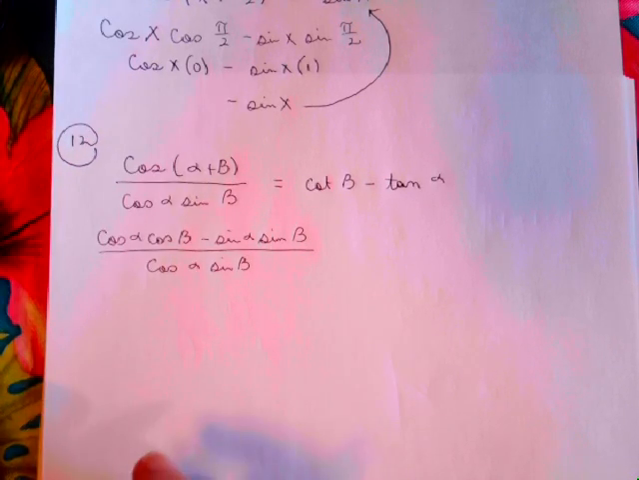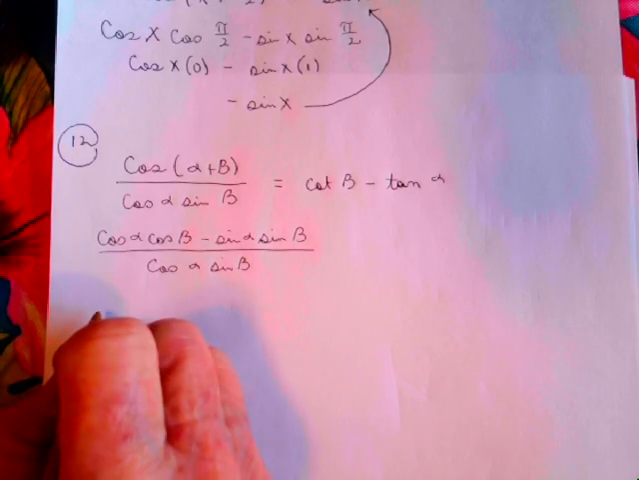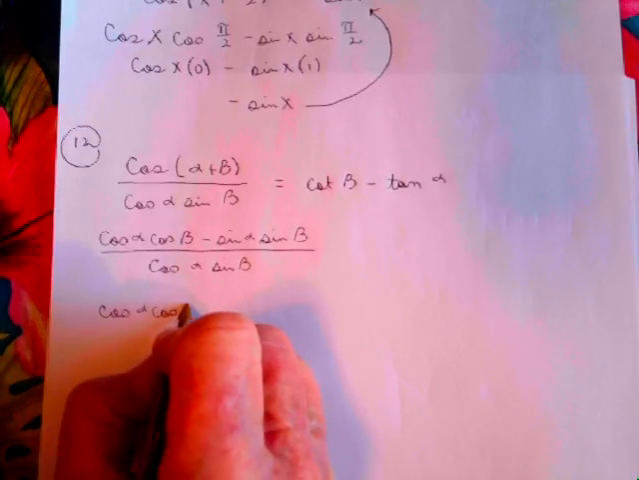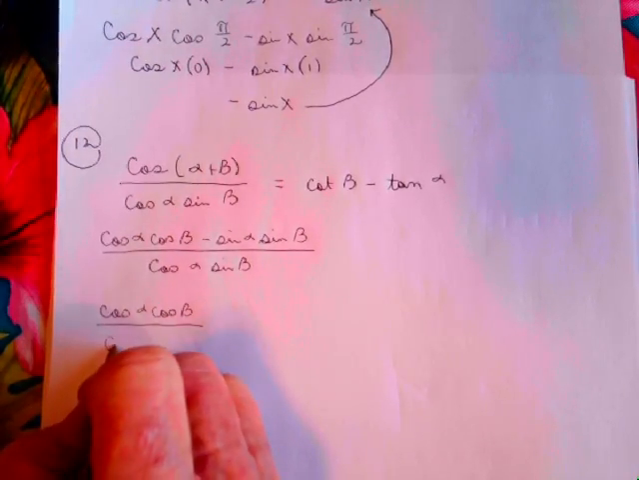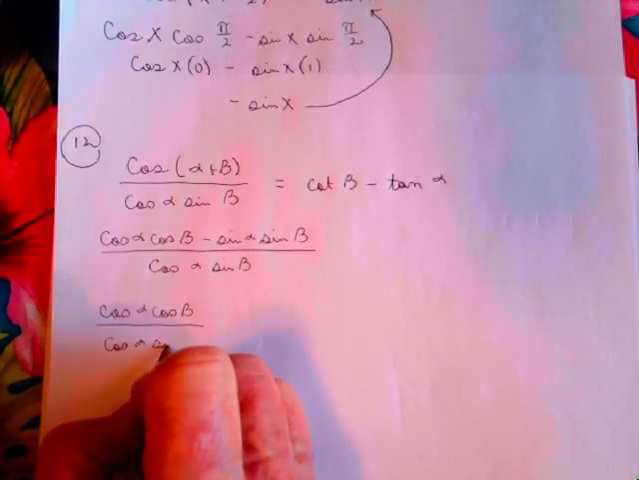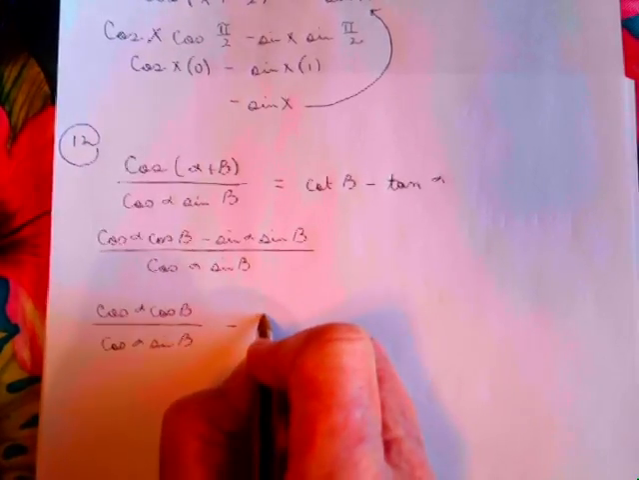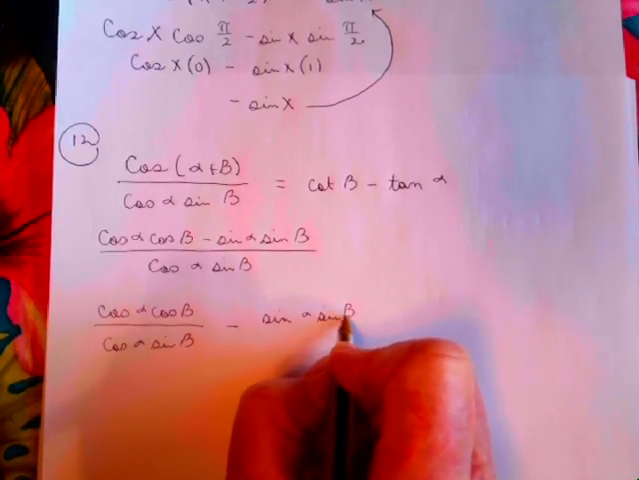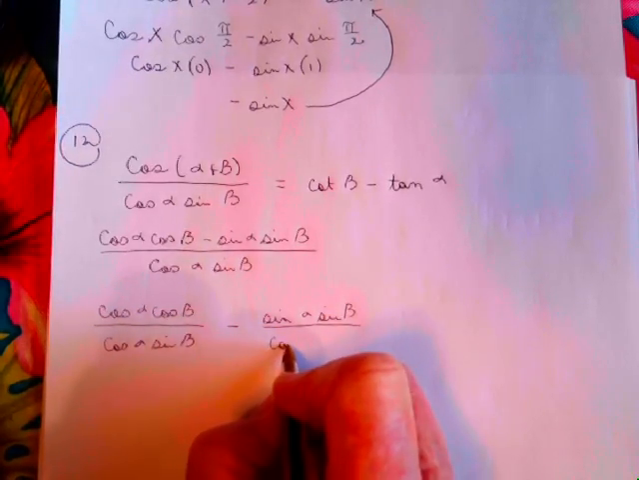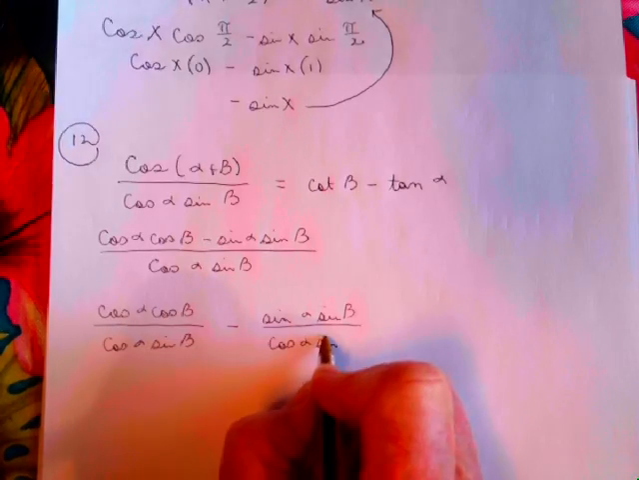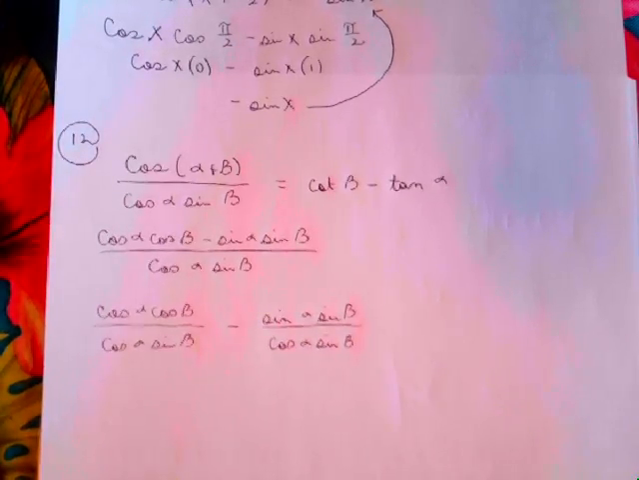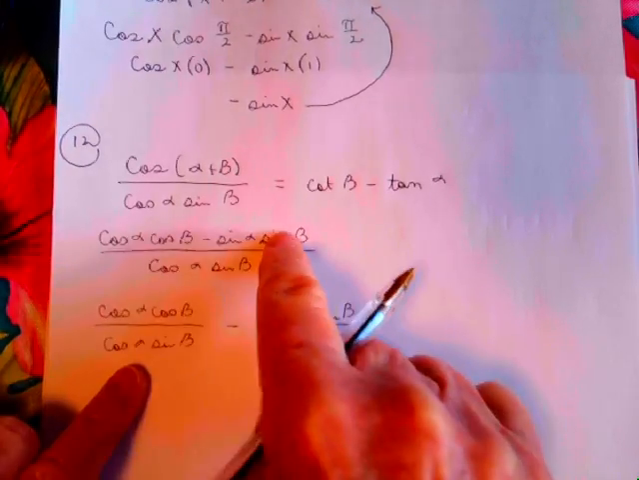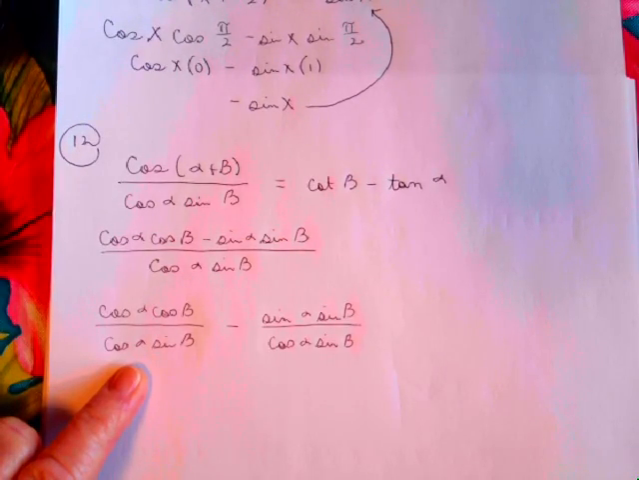Separate this expression so that you have cosine of alpha, cosine of beta, over cosine of alpha, sine of beta, minus sine of alpha, sine of beta, all over cosine of alpha, sine of beta. I just separated that numerator. This expression means the same thing as the one above it.